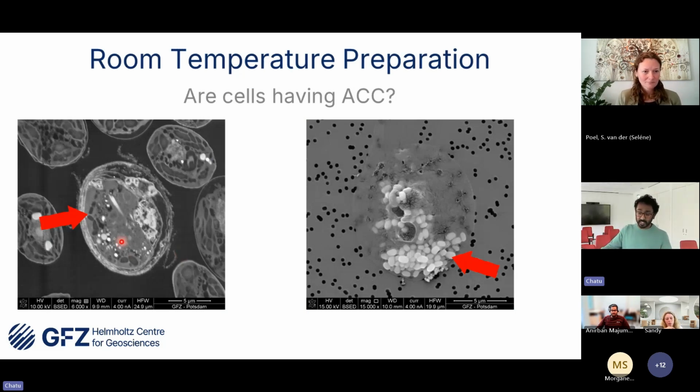On the left-hand side, when we go with the room temperature preparation, you see we can preserve the ultrastructure of the algal cells, but we lose the mineral information of the cell. So room temperature preparation is not working for us. On the right-hand side, you can see we can preserve the calcium carbonate, but we cannot preserve the ultrastructure of the cell. So now we have to find the balance to see what we want to see at one time, and then how we're going to learn from that to explain the biological processes.